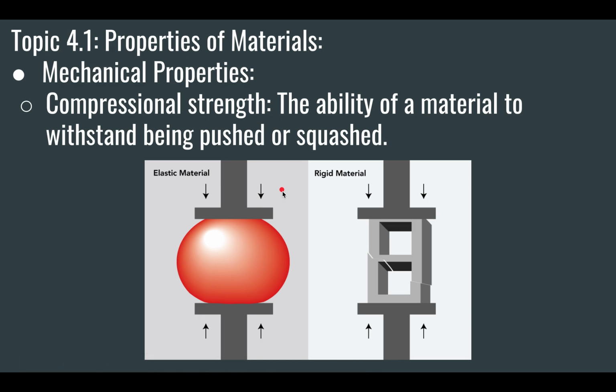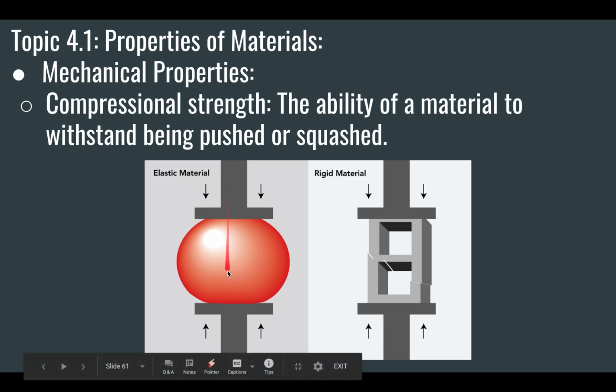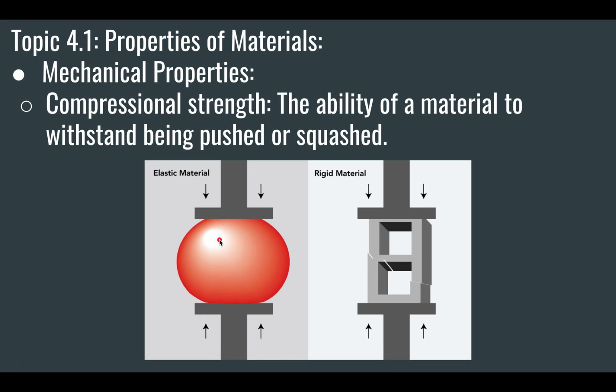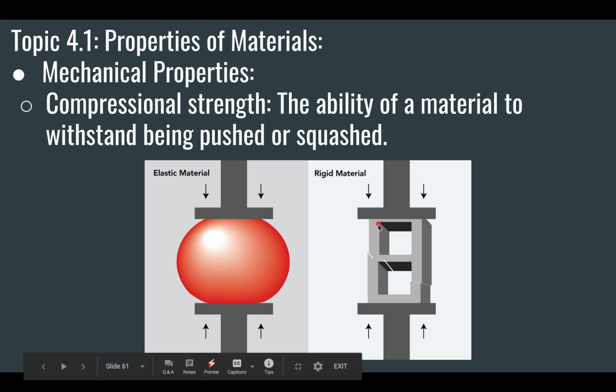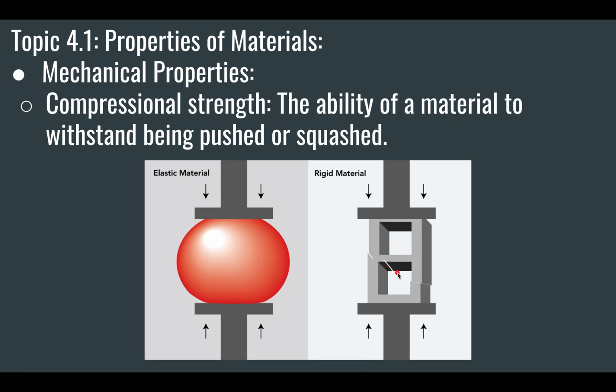We also have compression. Compression is the ability of a material to withstand being crushed or squashed. The more resistant you are to being squashed, the more compressional strength you have. We have elastic materials, which will bend when they're squished and then should reform. There's a whole YouTube channel devoted to hydraulic presses crushing different things, and if you look at that, you can get a sense of how different materials react under compressional force. A rigid material like this brick will shatter under these kinds of compressional forces.